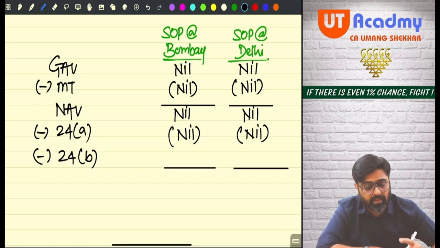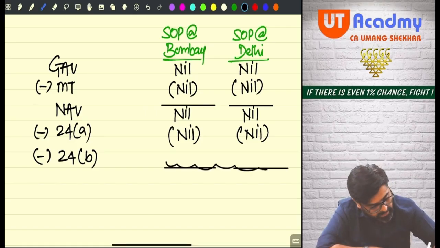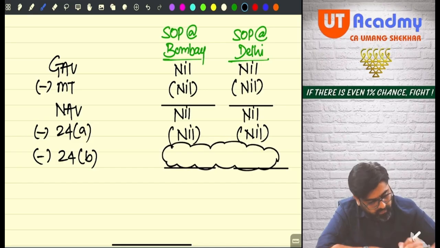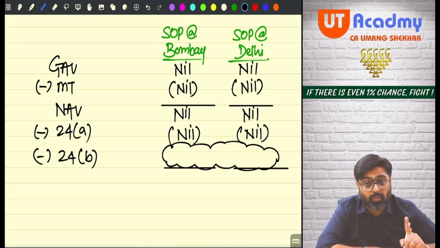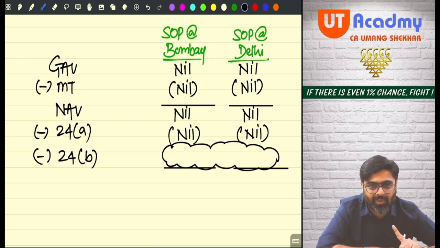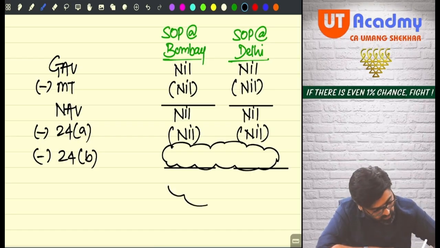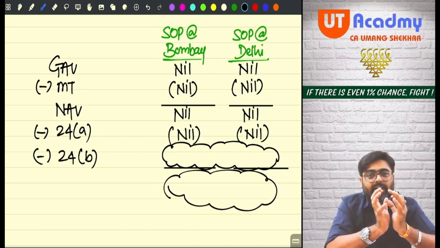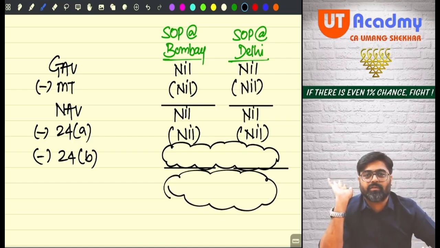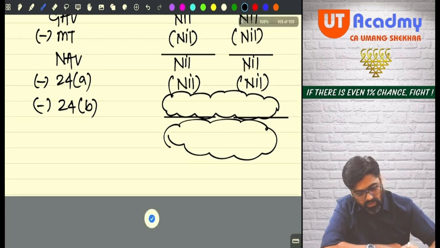But we have to remember, both of these taken together cannot be more than 2 lakhs. Both taken together cannot be more than 2 lakhs. Hence, whatever loss comes from both the house properties taken together cannot be more than 2 lakhs. Yes or no?